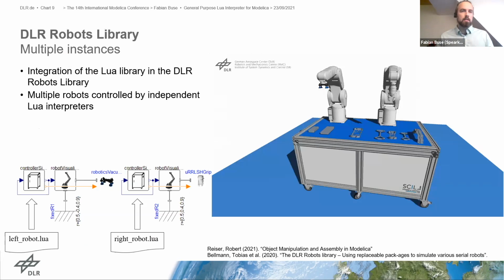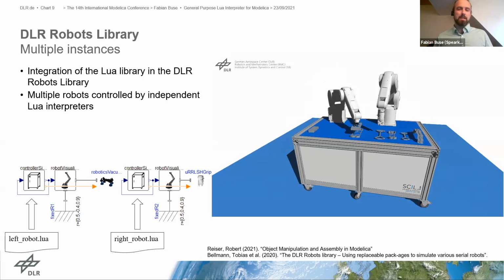The next example is actually from the next talk. It's from the object manipulation library. That is just an example where two robots are controlled by individual Lua interpreters, and both robots are doing their own thing. And what they are doing will be explained in the next talk.